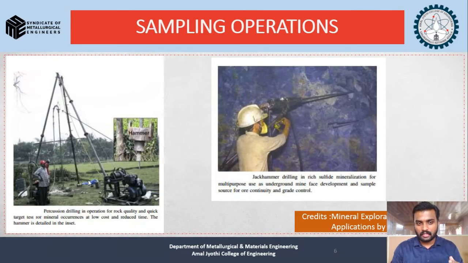So we have to collect the samples first, and then the sample will go further to chemical operations or labs in order to find the assay value of the ore. Here you can see a jackhammer drilling operation done by an operator in order to extract a sulfide ore, and this is a normal operation. After this process, the rock bits we are getting will undergo a sampling operation.